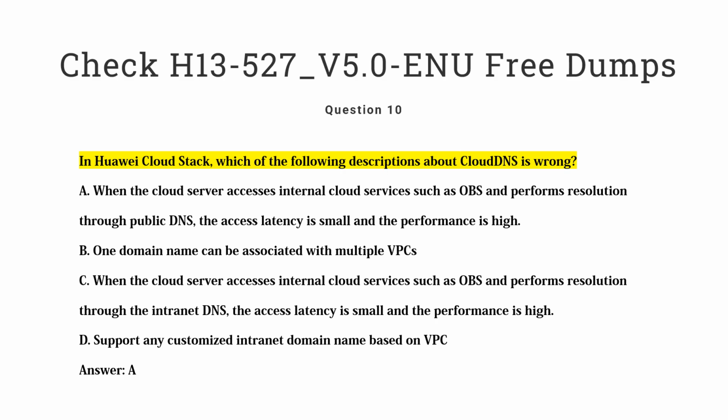10. In HUAWEI Cloud Stack, which of the following descriptions about Cloud DNS is wrong? A. When the cloud server accesses internal cloud services such as OBS and performs resolution through public DNS, the access latency is small and the performance is high. B. One domain name can be associated with multiple VPCs. C. When the cloud server accesses internal cloud services such as OBS and performs resolution through the intranet DNS, the access latency is small and the performance is high. D. Support any customized intranet domain name based on VPC. Answer: A.